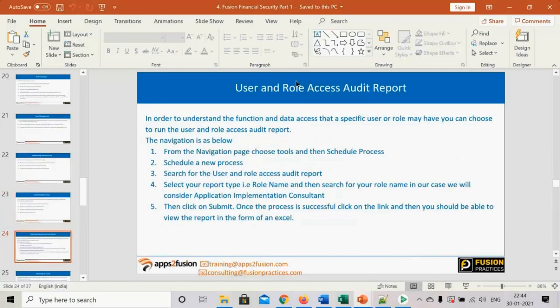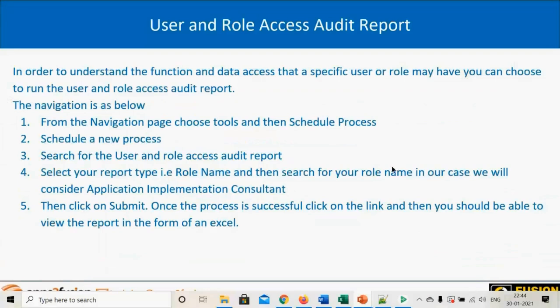We have a standard report called the user and role access audit report. You can run this report from your scheduled processes, and it will give you the audit of whatever roles have been assigned to the users and the privileges. You can select the report type, that is the role name, and search for your role name, to see which privileges that role has, and you can also search for your user and role, whatever access you have. You can run this audit report. It comes out in a CSV format and all, so you can see that.